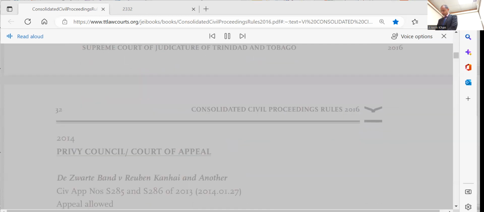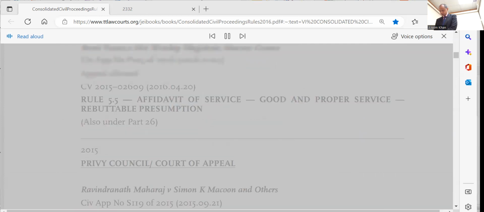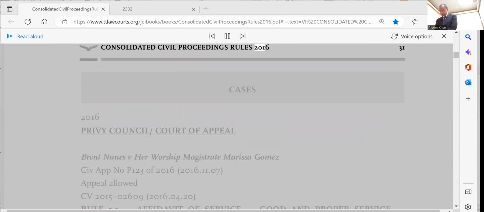Supreme Court of Judicature of Trinidad and Tobago, 2016. Consolidated Civil Proceedings Rules 2016-31.